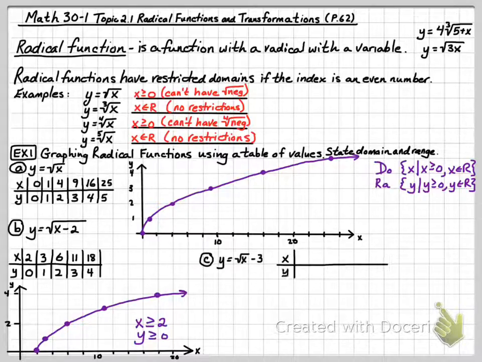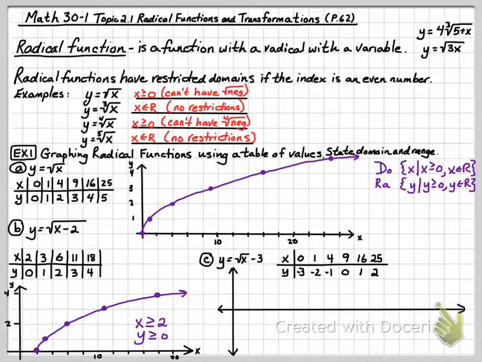Let's do C. Y is the square root of x minus 3. So when we're picking values here, x has got to be 0. That's got to be the smallest value. 0 minus 3 is negative 3. When x is 1, we get negative 2, 4 gives negative 1, 9 will give us 0, and 16, square root of 16 is 4, minus 3 is 1, 25 is going to give me 5, minus 3 is 2.